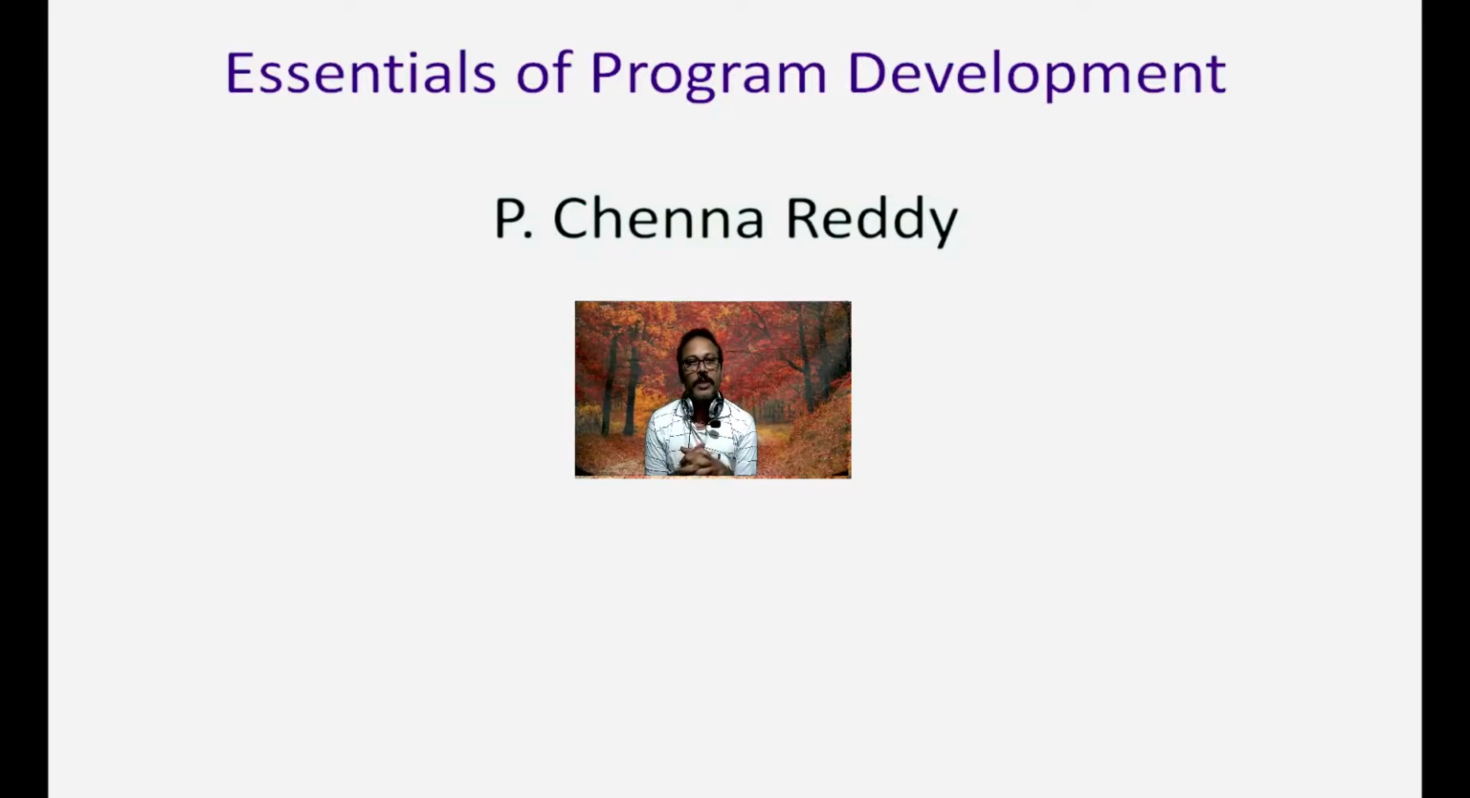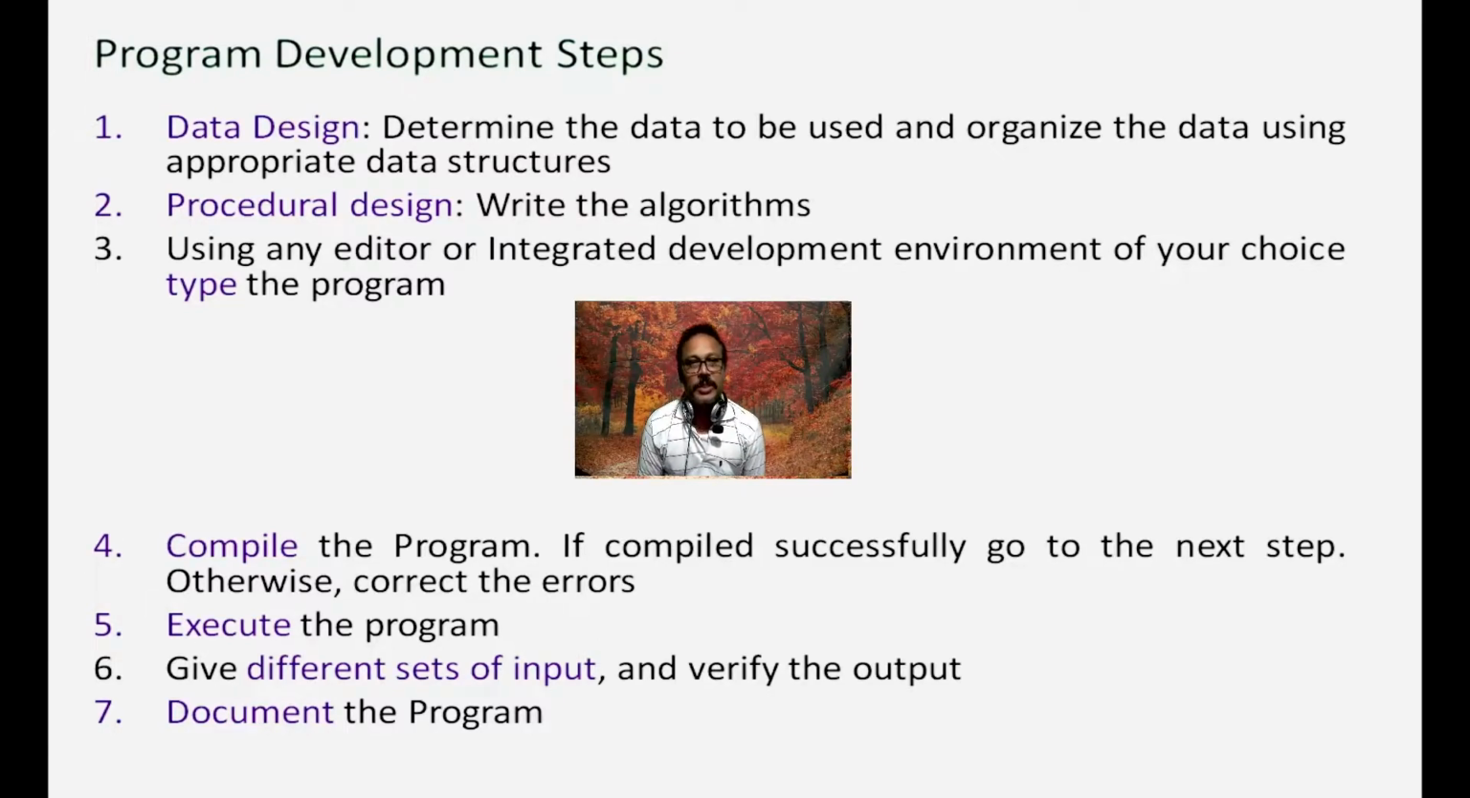So the first topic in this one is essentials of program development. Program development steps. In this session, we will only discuss program development steps, but we will discuss them extensively. These are not just applicable to doing C programming. This is a general topic, which is applicable to programming. So you may do programming using C or Python or Java, it doesn't matter. So these are the steps to be followed.